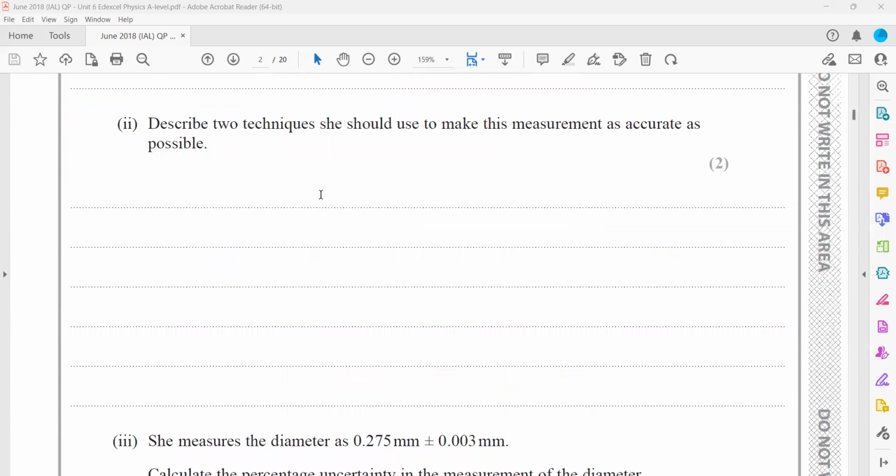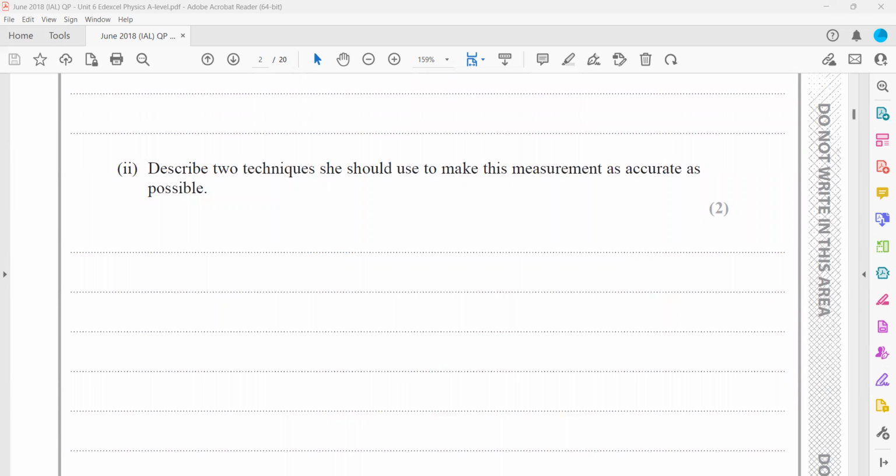Describe two techniques that should be used to make this measurement as accurate as possible. So whenever we are using a micrometer, what we should do is always check for the zero error, and repeat with different orientation and take an average. So whenever a micrometer screw gauge is used, we should always check for zero error. And we have to repeat with different orientation.